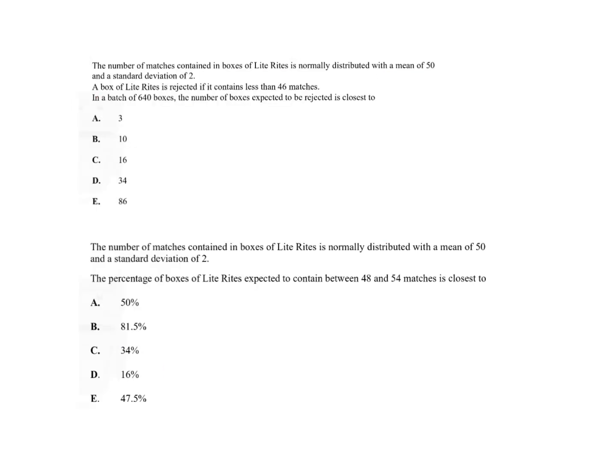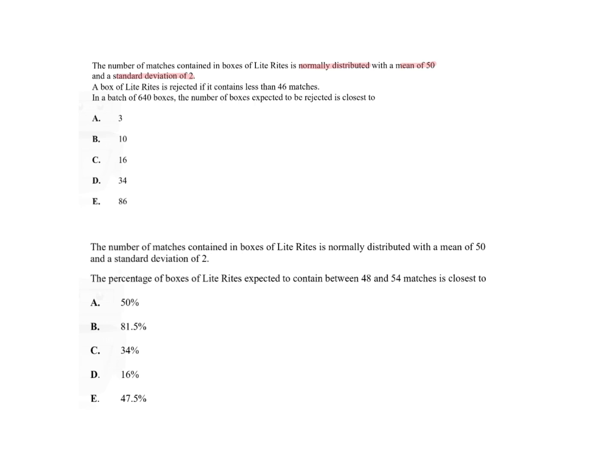Okay, the number of matches contained in boxes of Light-Rites are normally distributed. So they've told me it's normally distributed, they give me the mean, and they give me the standard deviation. A box is rejected if it has less than 46 matches. So in this whole sample of 640, the number of boxes that would be rejected.